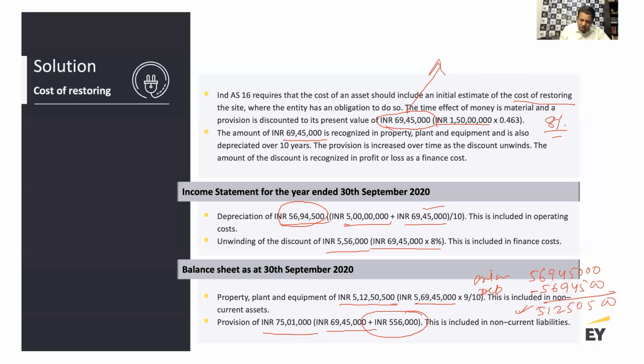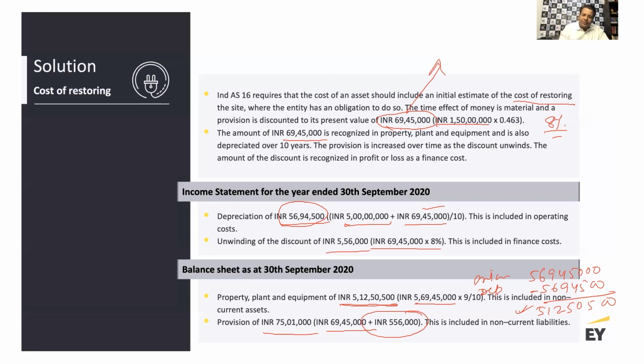My depreciation cost will be constant throughout the 10-year period, unless we change the facts. So in this fact pattern, my depreciation cost every year will be 5,12,500, whereas my interest cost will change every year. Why will my interest cost change every year? Because we are following an effective interest rate method. In an effective interest rate method, you calculate the interest in relation to the outstanding liability on the balance sheet.